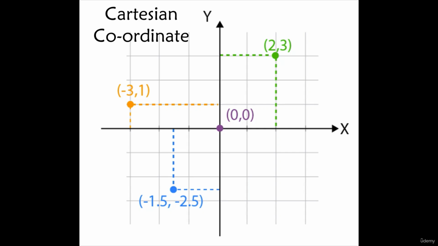Basically, we have two coordinate systems. The first one is the Cartesian coordinate system and the second one is the polar coordinate system. In the Cartesian coordinate system, as you know, we have the x and y directions. The origin starts at 0, 0, and in this direction we have positive values, and in the opposite direction we have negative values. Similarly, in the y direction, upward is positive and downward is negative. So this is the Cartesian coordinate system.